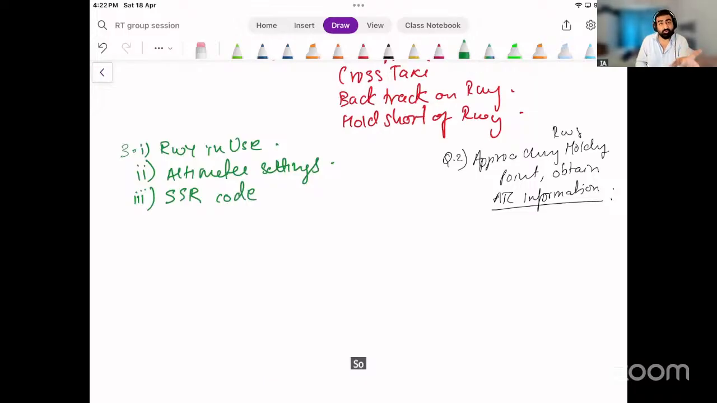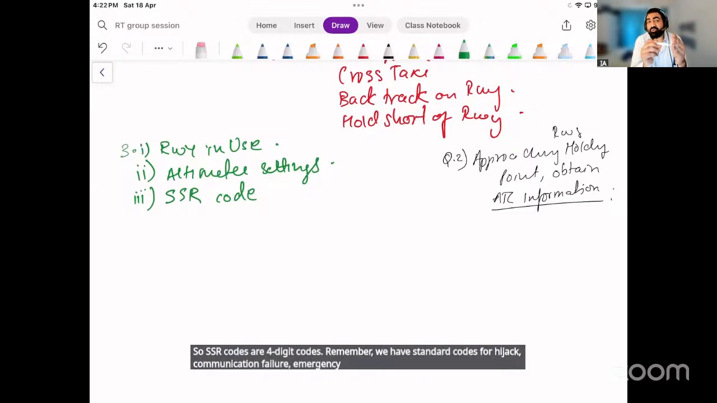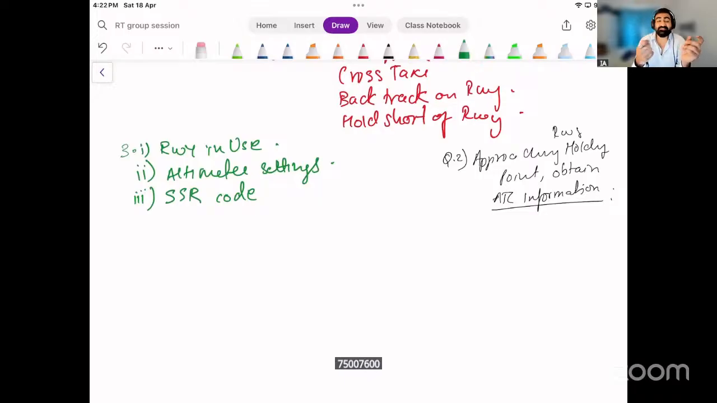SSR codes are 4-digit codes. Remember, we have standard codes for hijack, communication failure, emergency, no code assigned, and transponder not working: 7500, 7600, 7700, 2000, and then 0000.